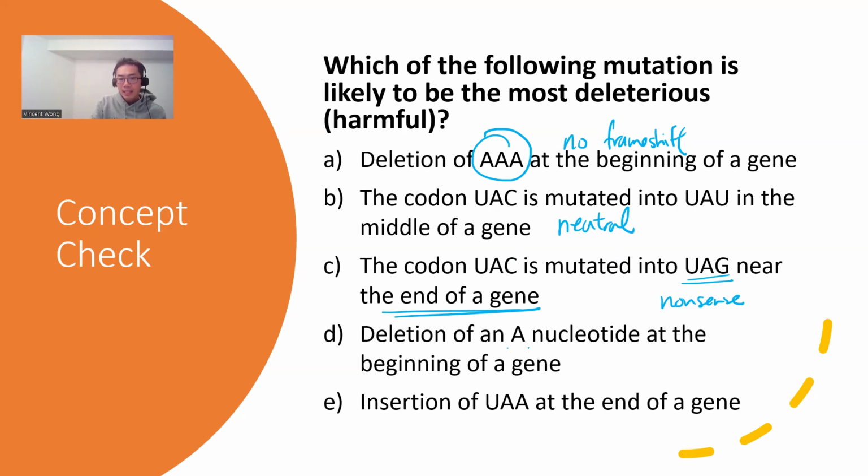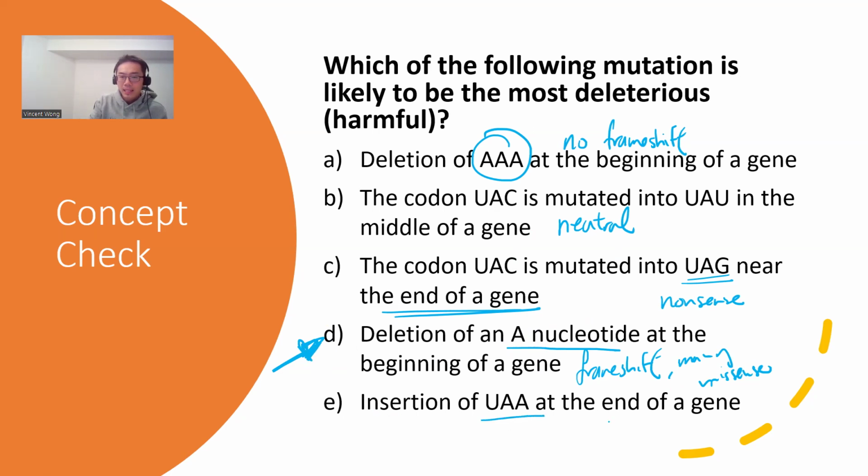Deletion of an A nucleotide, as in adenine, at the beginning of the gene. If we delete something at the beginning, then you're going to have a frame shift. Remember, like deleting the letter B, the whole sentence structure is gone. You're going to have many missense mutations. So that's probably pretty bad. I'm going to keep this one on my radar, and then read the last one.